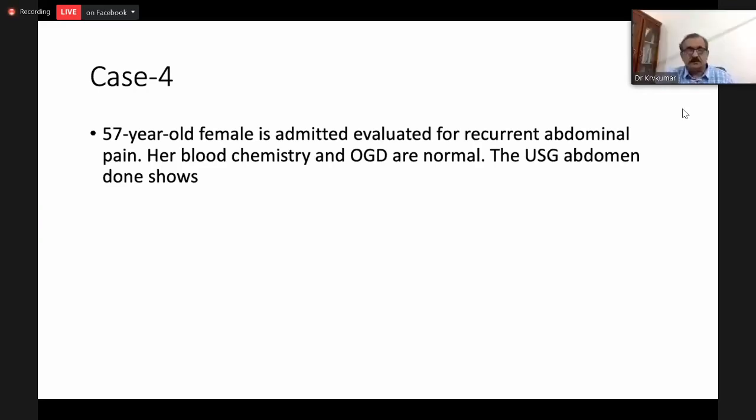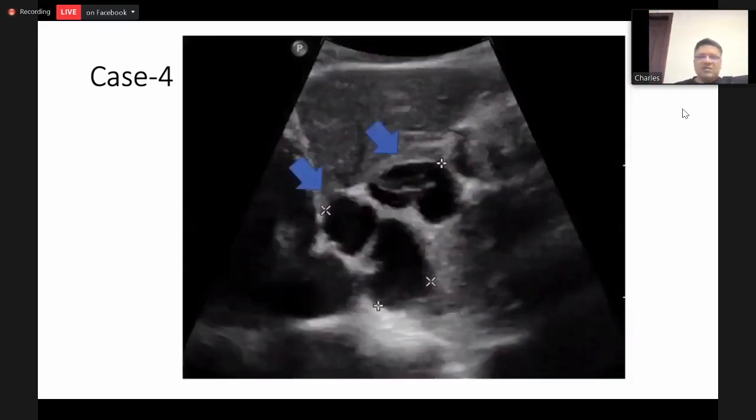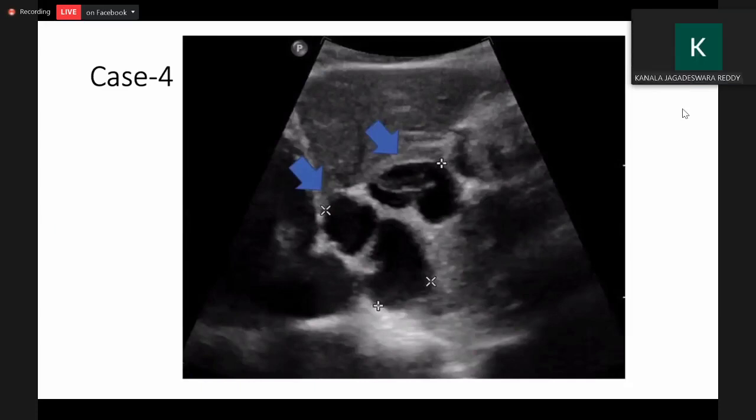Continue, please. So it's a 57-year-old female admitted for evaluation of recurrent abdominal pain. Her blood chemistries and OGD are normal, and an ultrasound abdomen was done that showed this. Nitish, you want to take it? Yes, sir. There are 2 hypoechoic lesions in the liver, sir, with irregular border.